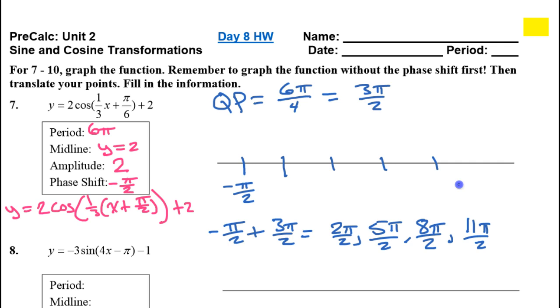I'm just going to reduce as needed. So 2 pi over 2 reduces to pi. 5 pi over 2 does not reduce. 8 pi over 2 is 4 pi. And 11 pi over 2 does not reduce.